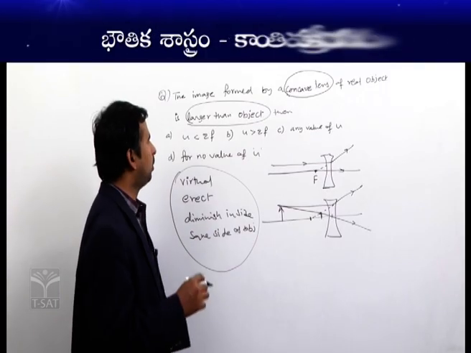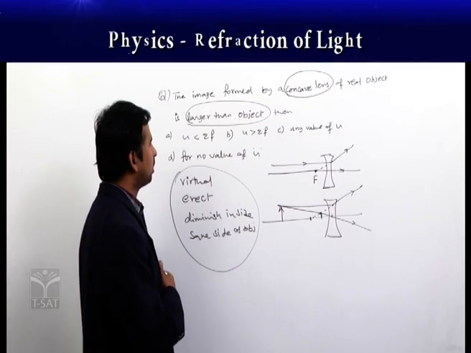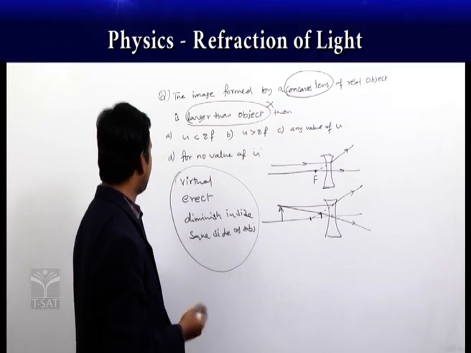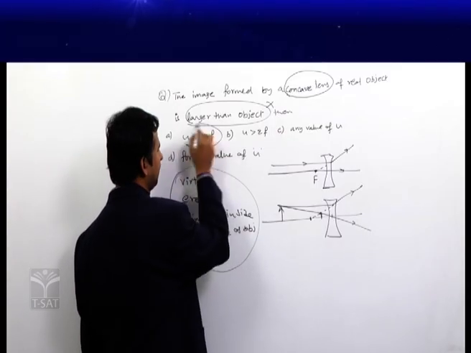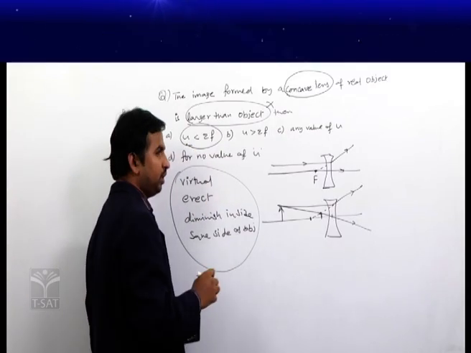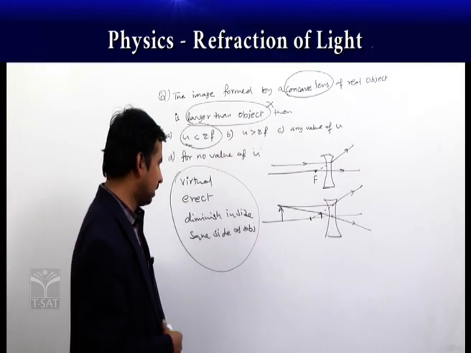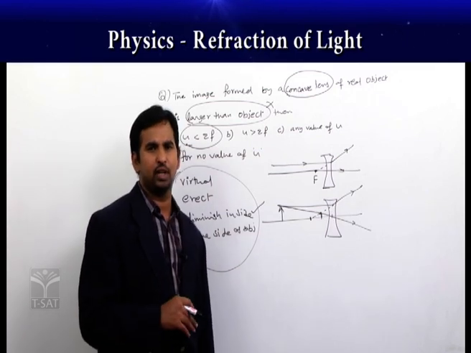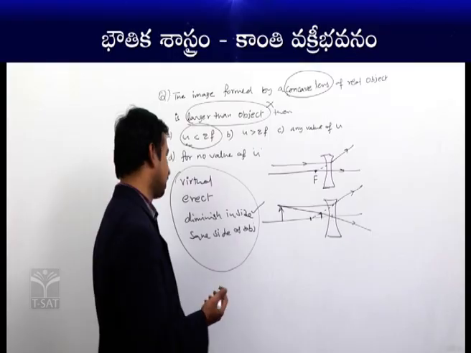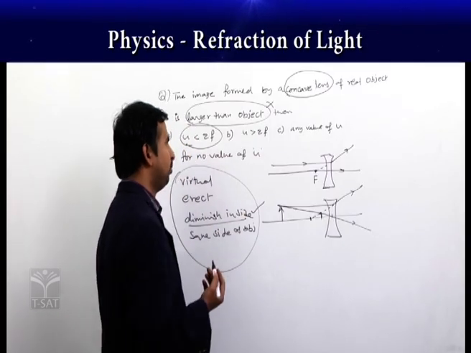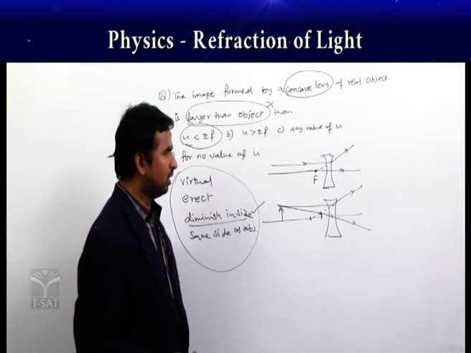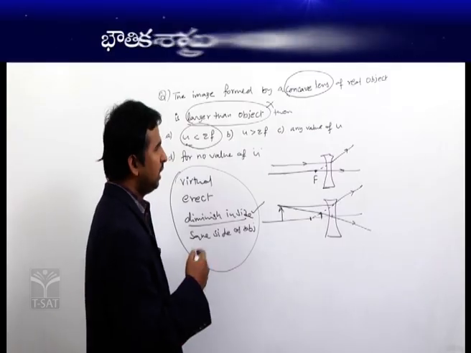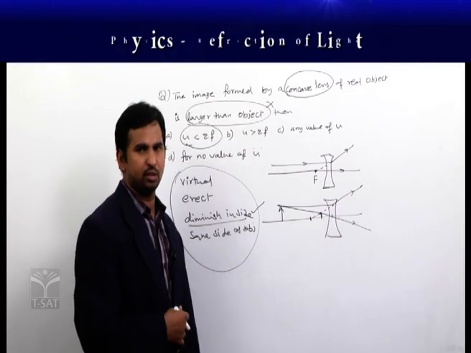But in the given options, an image larger than the object is given, which is never possible. So anywhere you take the object distance, u less than 2f, which means between the center of curvature and the lens, we get a diminished image. And for u greater than 2f, which means the object is placed between infinity and the center of curvature, even in that case we have a diminished image. For any value of u from infinity up to the optic center, we have only the same diminished size image.